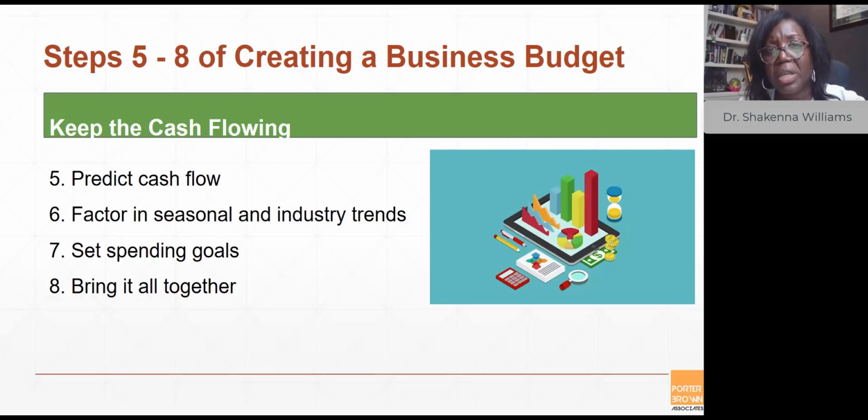Number six, factor in seasonal and industry trends. It's unrealistic to expect that you will achieve every business goal and reach your estimates every month. In an annual cycle, there will be months where the business will be booming and months where the sales are low. Due to seasonal inconsistencies in industry trends, you will have to spend cash effectively so that the business isn't at risk of shutting down during slower periods.